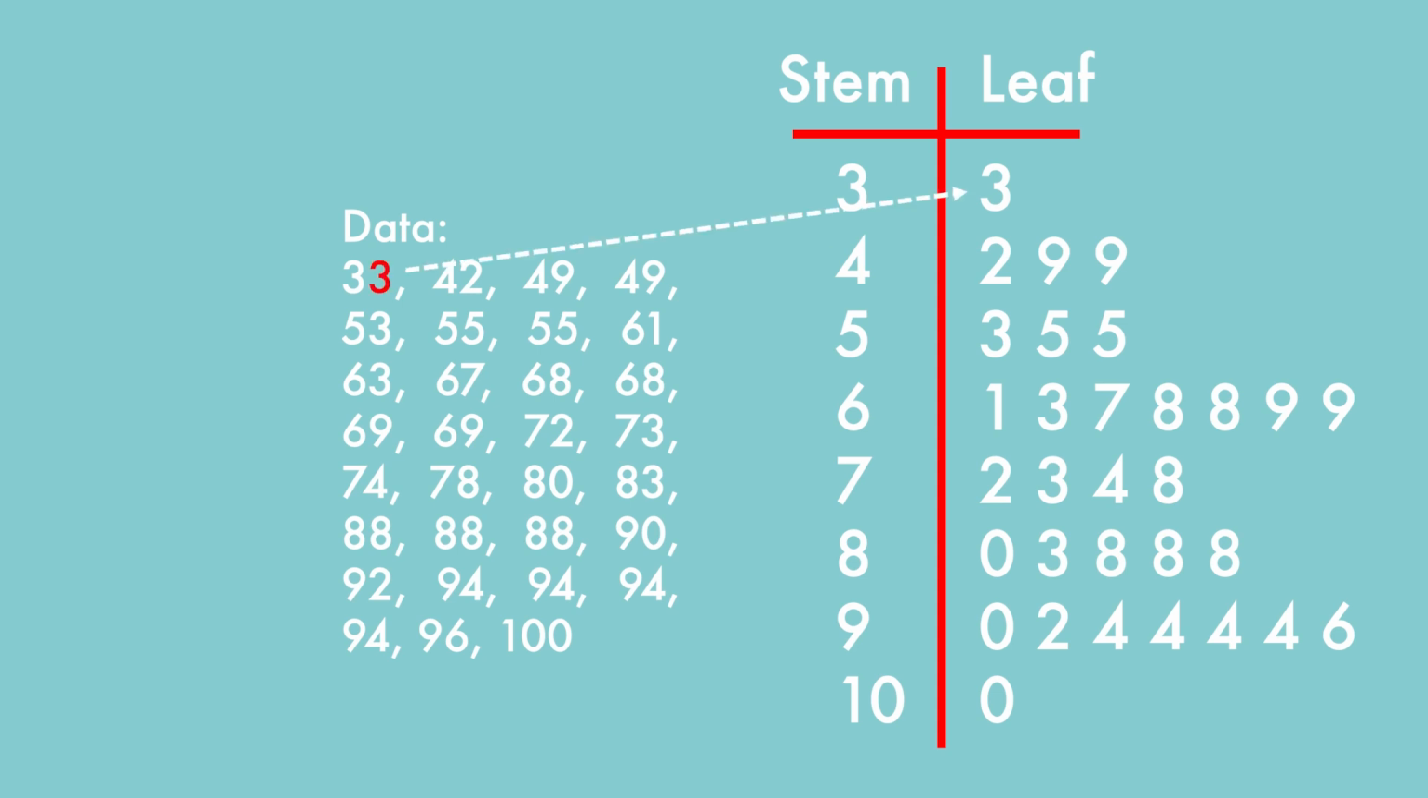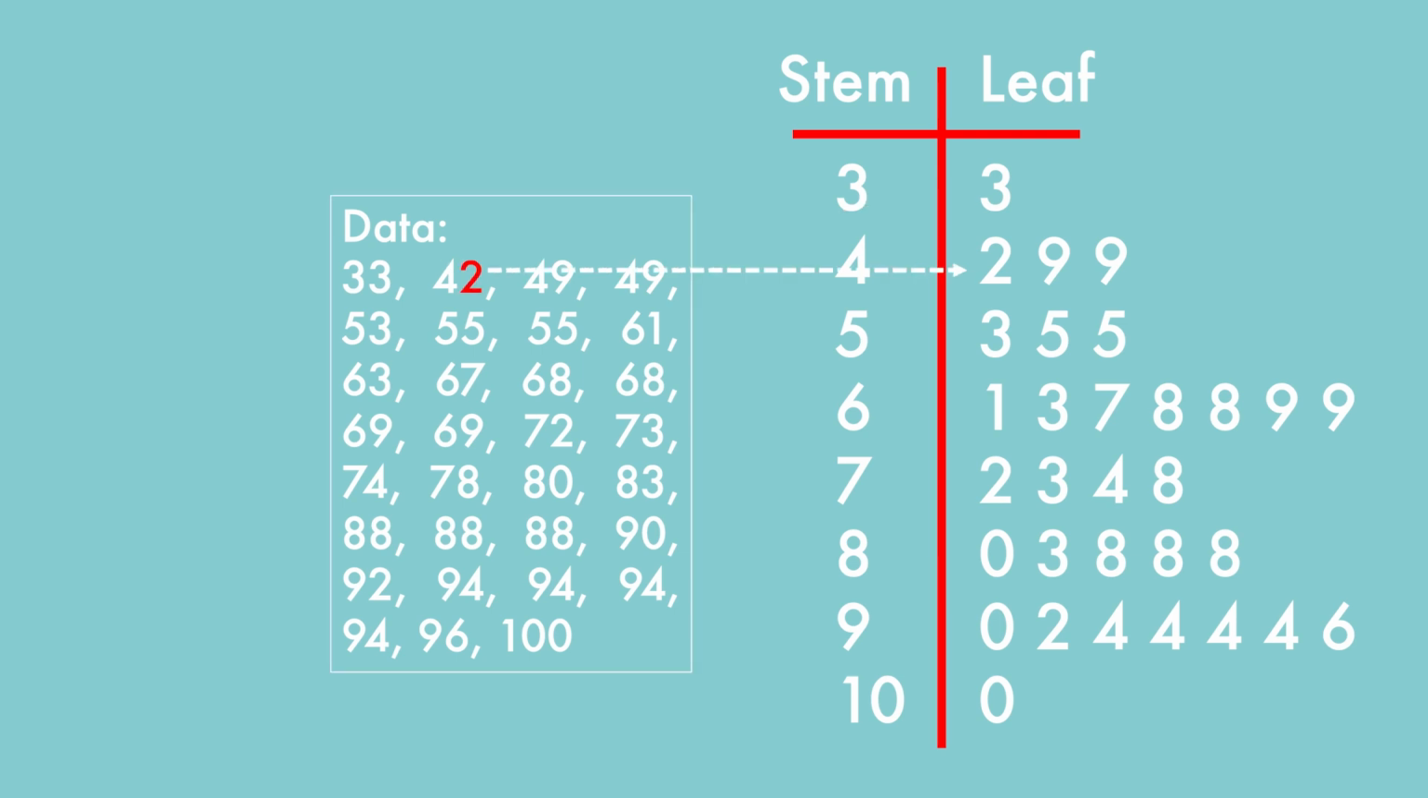For value 33, write 3 next to the row with stem 3. For value 42, write 2 next to the row with stem 4. Continue this reasoning until all observations are represented in the second column of the data.